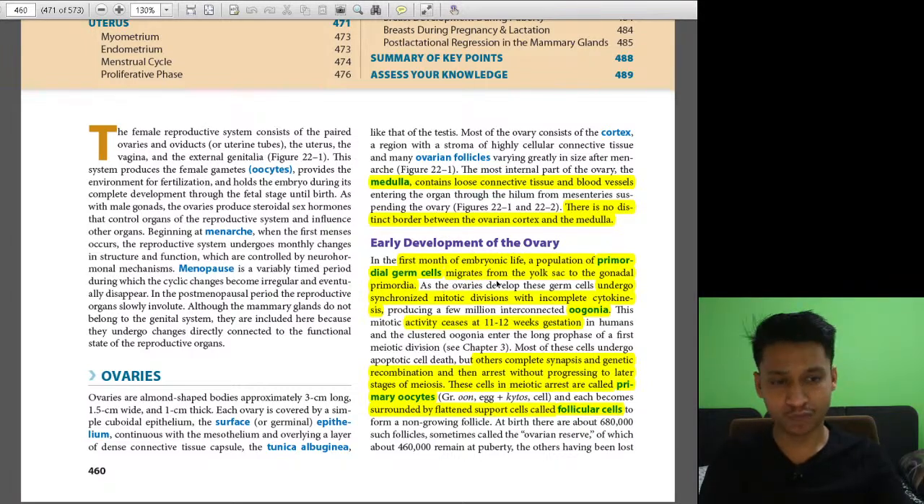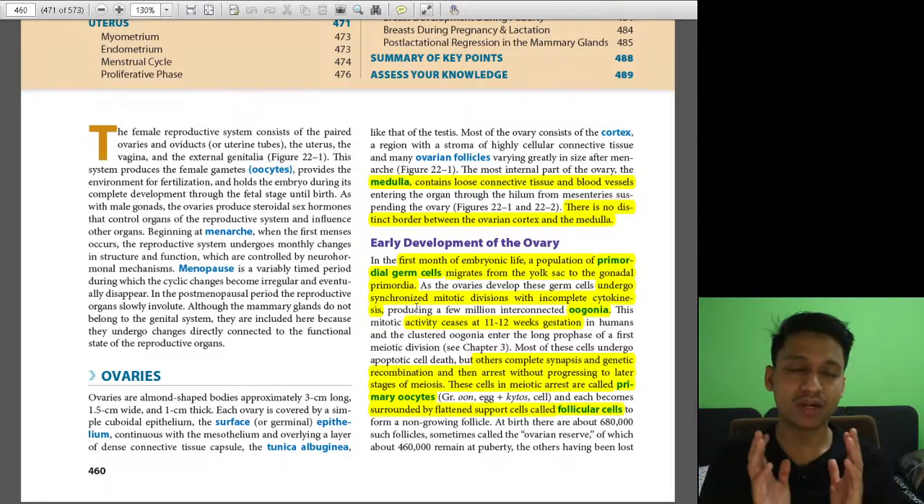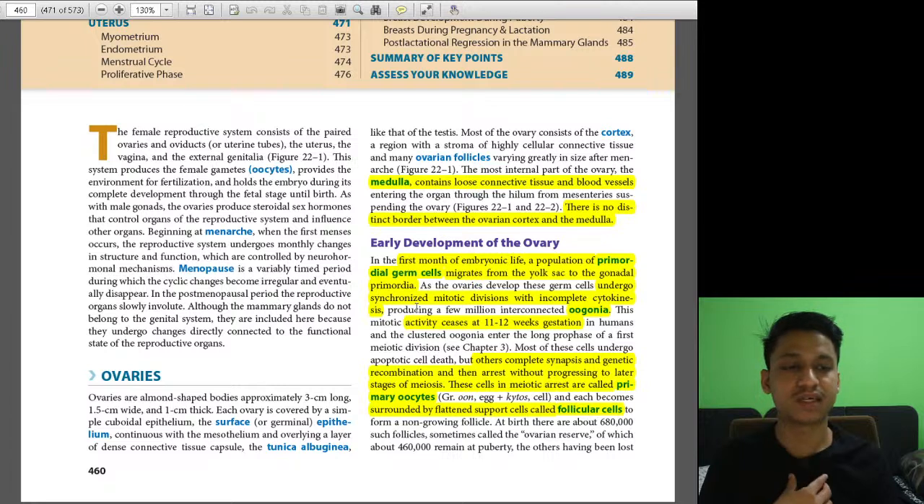As the ovaries develop, these germ cells undergo synchronized mitotic divisions with incomplete cytokinesis. So these primordial germ cells start to divide in mitotic division, and they do complete all the phases, but they have an incomplete cytokinesis, producing a few million interconnected oogonia. We need to remember that oogonia are always interconnected because they did not undergo cytokinesis.